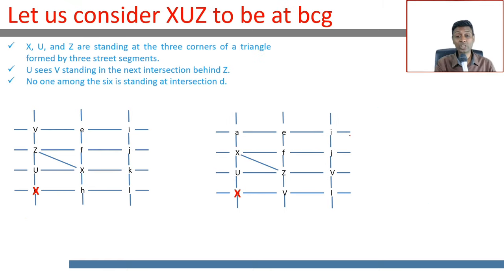Now let's put XUZ to be at BCG. Remember? BCG. You can have UZV like this. You cannot have UZV downstairs because nobody is here. We could have UZV along this straight line left to right. We cannot have right to left because we cannot accommodate V this side. So now we have only two possibilities. Brilliant. So we know that again, X cannot see anyone other than U and Z. So let's use that. So if X is here, U and Z can see, nobody here, nobody here, nobody here, nobody here. And we still need to accommodate Y and W, remember? And if X were here, nobody here, nobody here, nobody here. We still need to accommodate Y and W.